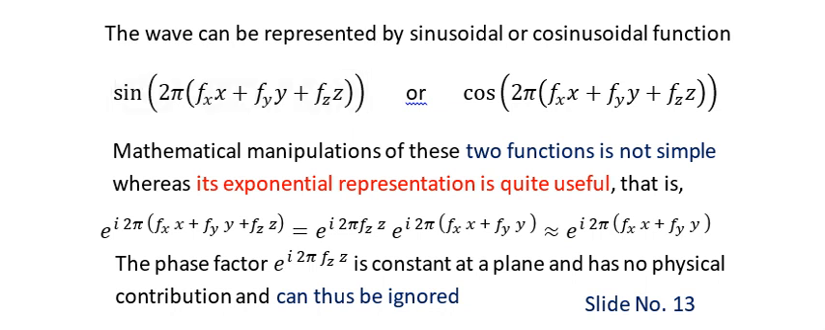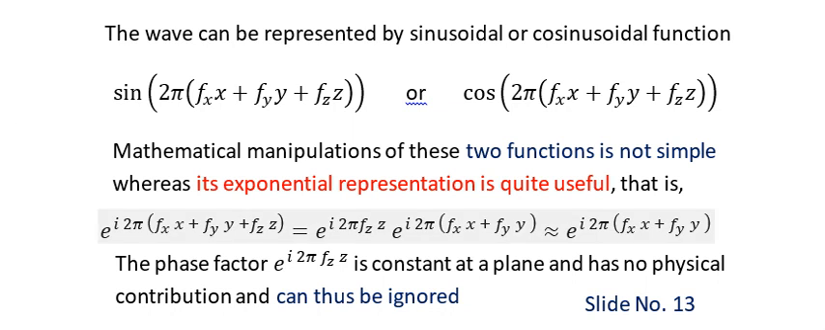So we can write the sine or cosine function in terms of the exponential as given: e to the power iota 2 pi into fx x plus fy y plus fz z, and separating the z component and writing the other two components, that is e to the power iota 2 pi into fx x plus fy y. And we have dropped the constant factor, which is e to the power iota 2 pi fz z, because z is a constant and the propagation vector has a fixed direction.